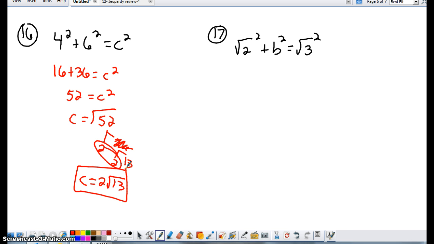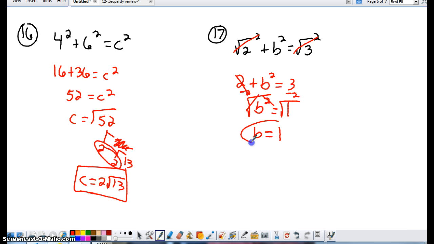Number 17, same idea. You plug them in. Again, a and c is what they gave you here. They're looking for b. When you do root 2 squared, these two cancel. So you're left with just 2 plus b squared equals the same thing on the right side. The square and the square root cancel, equals 3. So b squared is equal to 1 when you subtract your 2. Again, you subtract 2 from both sides here. Cancels it. b squared equals 1. You take the square root of both sides. Again, that cancels, and you get b is equal to 1. Remember, it has to be the positive 1 because it's a side of a triangle. So b is equal to 1.